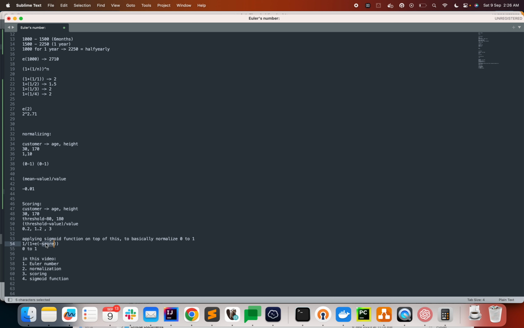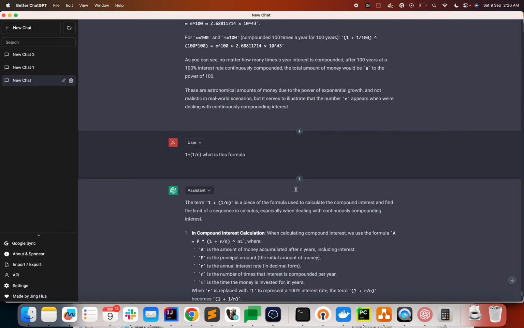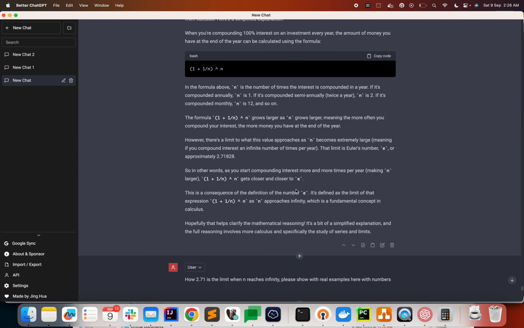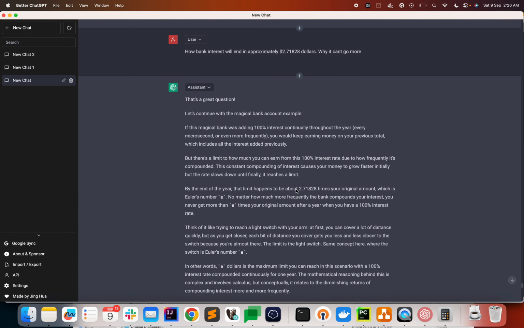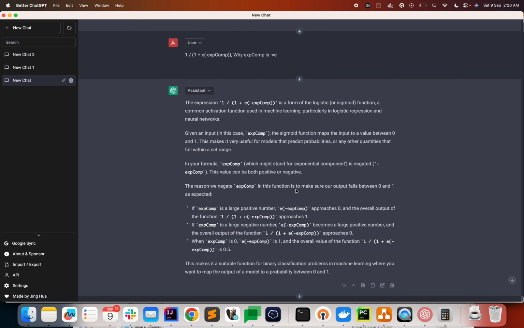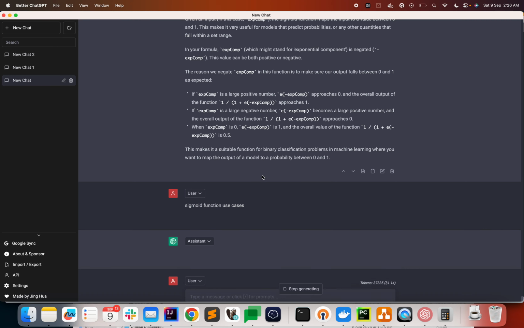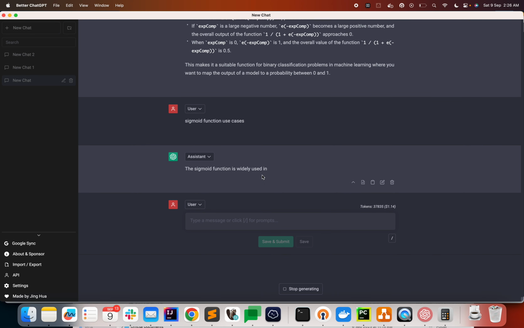So in those cases, or to get rid of the outliers, there are many cases for that as well. Let's see those cases also. So the sigmoid function use cases. Okay, let's just ask ChatGPT what it's saying.